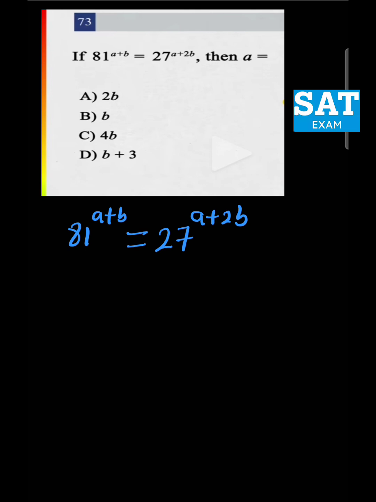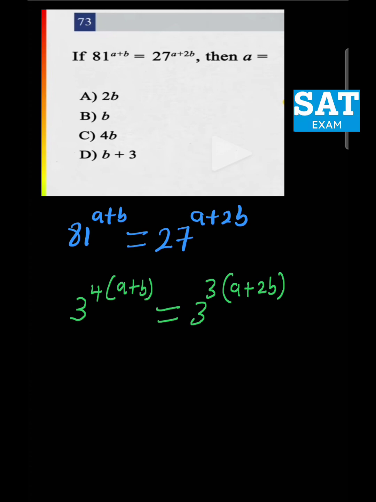If you are given an exponential equation, the first thing that should come to your mind is to try to make the bases the same if possible. If you look at these two bases, we have 81 and 27. 81 and 27 can be easily transformed to base 3. So 81, we are going to make it base 3. Then how many times can we multiply 3 by itself to give us 81? It's going to be 4 times, then multiplied by the initial power, which is a plus b. Everything will be equal to 27, which is the same as 3 multiplied by itself 3 times, then everything to the power of a plus 2b.